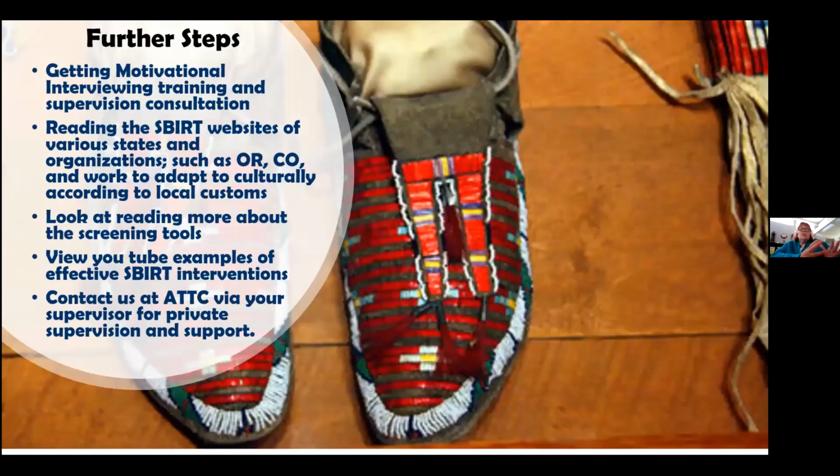And then further things you can do: getting motivational interviewing training and supervision, and reading. Oregon and Colorado and other states, and New York, have one. I looked, and South Dakota has an SBIRT manual. At the federal level, there's lots of training you can get on SBIRT. You can read more about the screening tools, look at YouTube for examples, and then contact us at ATTC or go through your supervisor for additional support as needed.